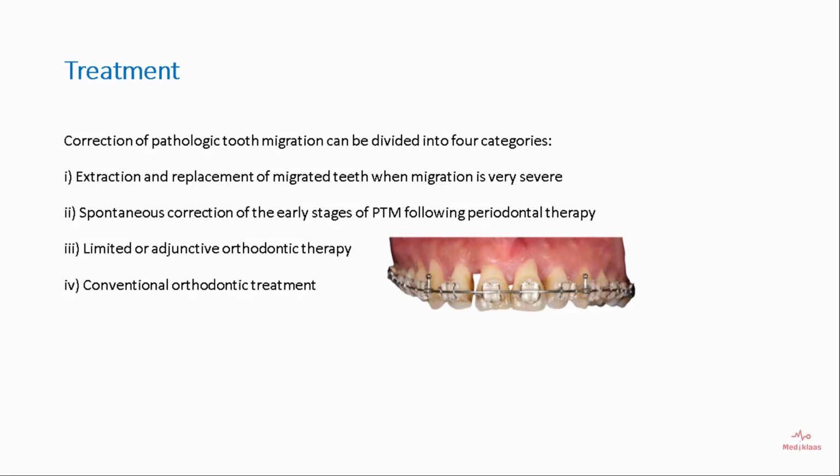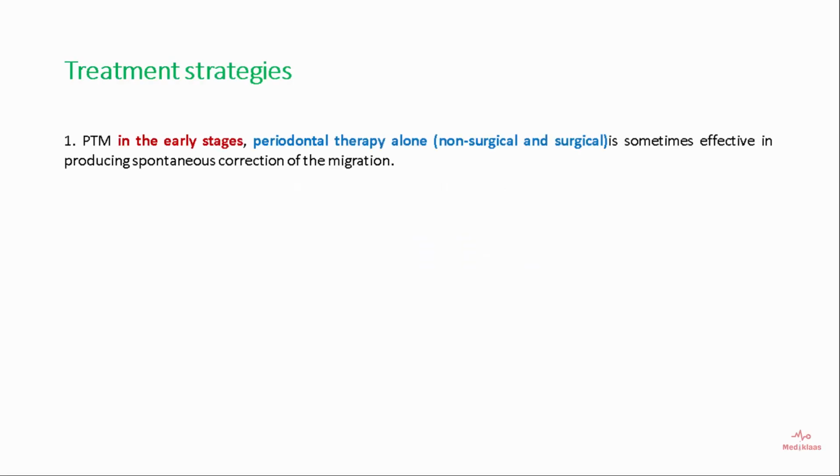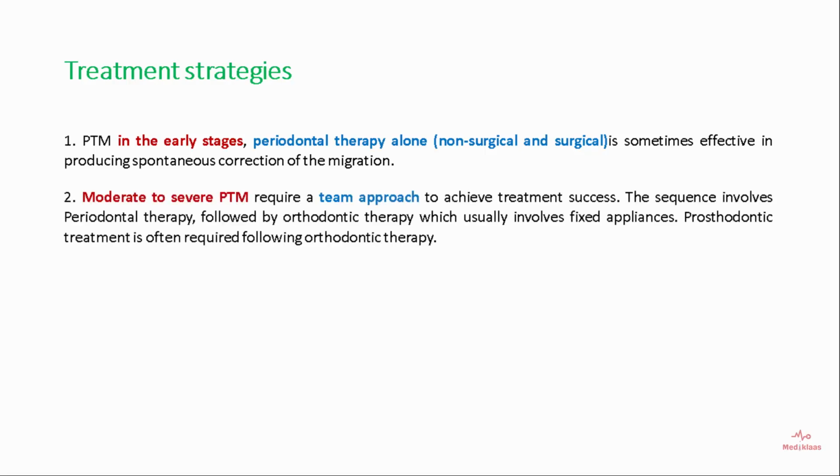The strategies involved: pathologic tooth migration in early stages can be corrected by periodontal therapy alone. It could either be non-surgical or surgical, and it can produce spontaneous correction of the migration. In moderate to severe cases, a team approach is required for success. The sequence involves periodontal therapy followed by orthodontic therapy, which usually involves fixed appliances. Prosthodontic therapy is often required following orthodontic therapy.